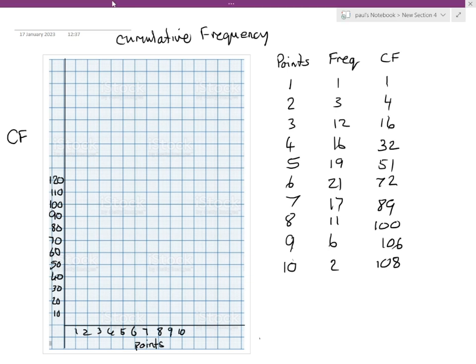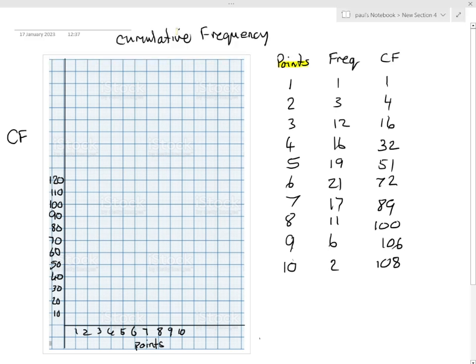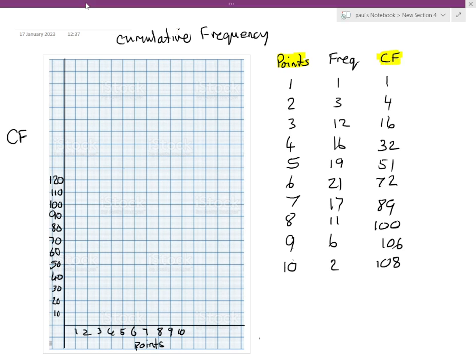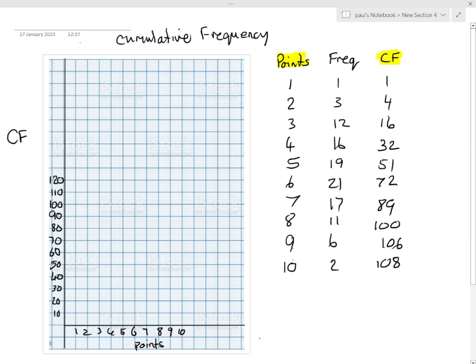Now, what we do is we use the points and the cumulative frequency for our coordinates. So 1 point is 1. So we're going to go down there. 2 points is 4. Not really moving very much. 3 points is 16. 4 is 32. 5 is 51. 6 is 72. And it does creep up. They give you nice numbers.